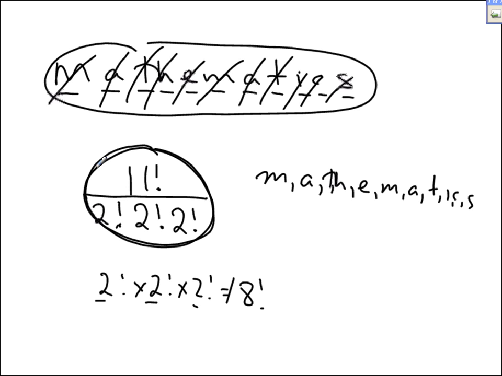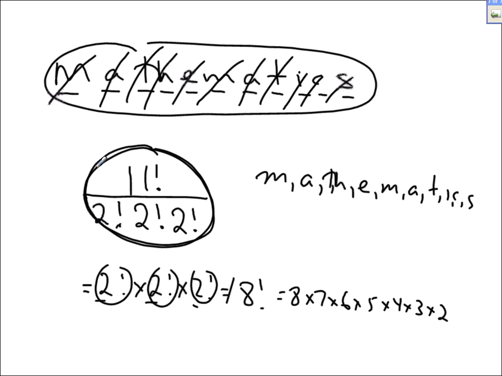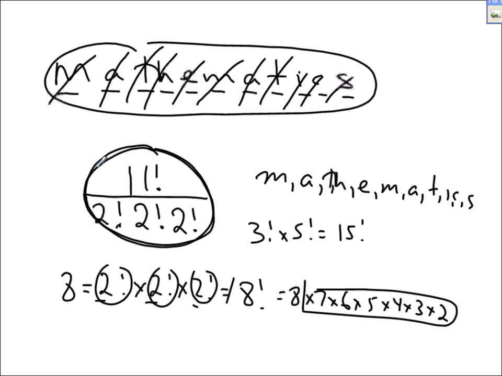That's not true. Why? Because 8 factorial is 8 times 7 times 6 times 5 times 4 times 3 times 2, whereas this is 2. 2 times 1 is 2. This is 2, and this is 2. That's 8. 8 does not equal 8 factorial. It's not equal. You can't do things like that. 3 factorial times 5 factorial is not 15 factorial. It is not. Because this is not 3 and this is not 5.